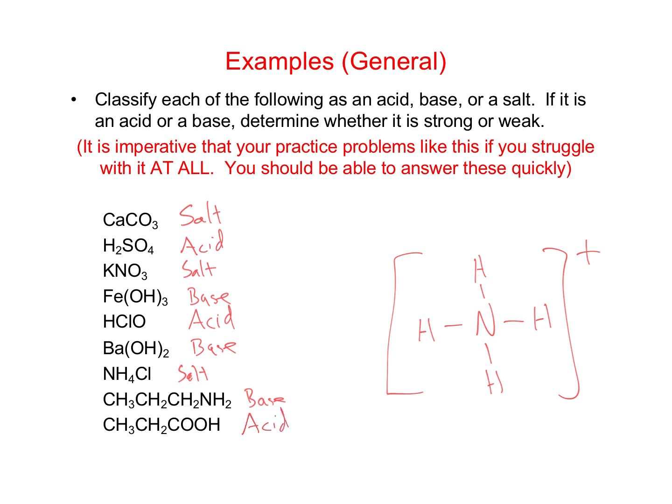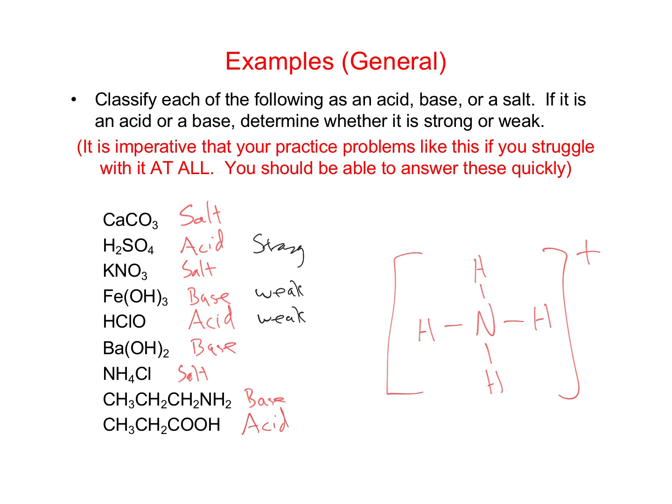Now, I didn't talk about whether these were strong or weak, so let's go back and do that. So sulfuric, and the way we know that is because we've learned the 7 strong acids and the 8 strong bases. Sulfuric acid is one of the 7 strong acids that we've learned, so that is a strong acid. Fe(OH)3 is not on the list of strong bases, so that's weak. HClO, not on our list of strong acids, so that's a weak acid.